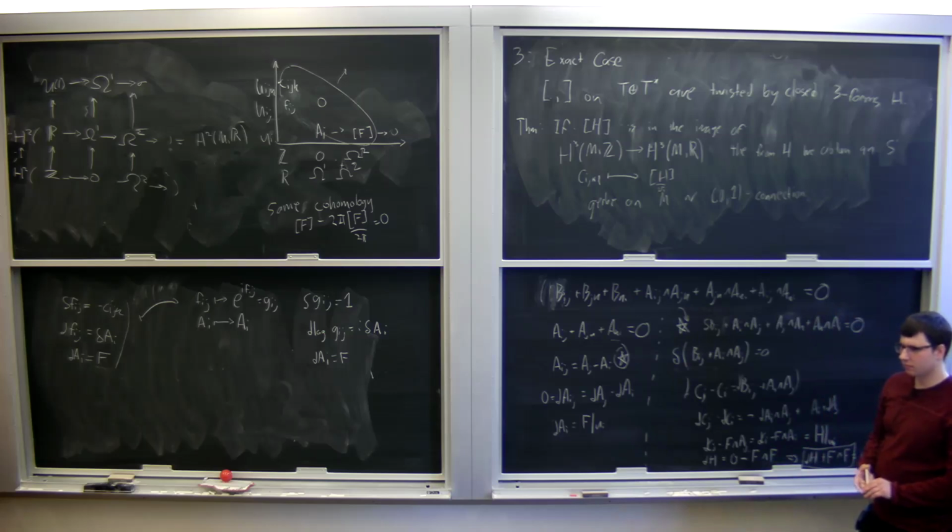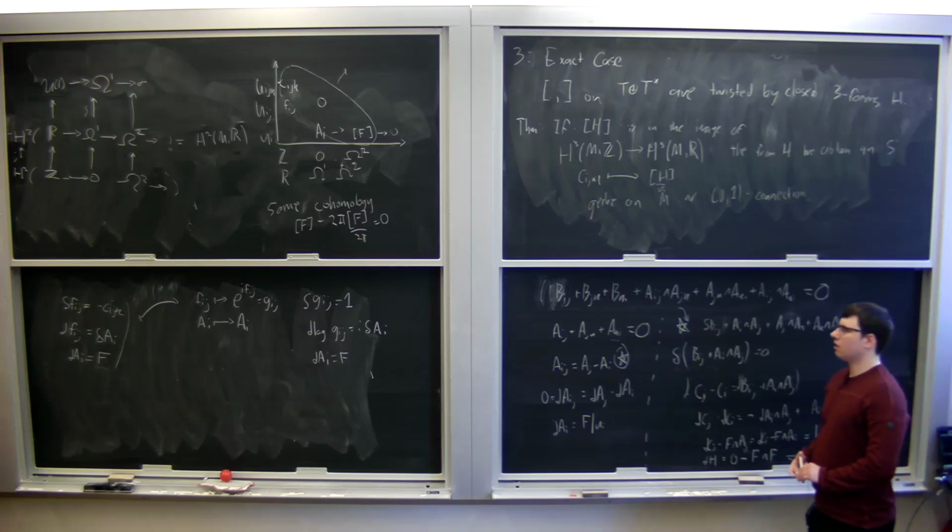So let's say that the image in second cohomology, say the 2 form, was 0. What kind of principal circle bundle could we get if the 2 form was 0? The curvature would be 0. It has to have a flat connection, but what kind of principal bundle do I get? Does it have to be a trivial principal bundle?